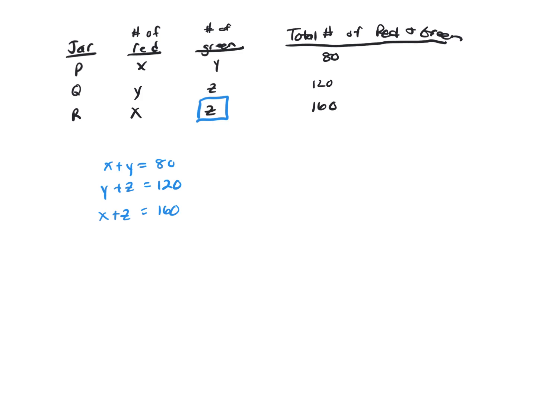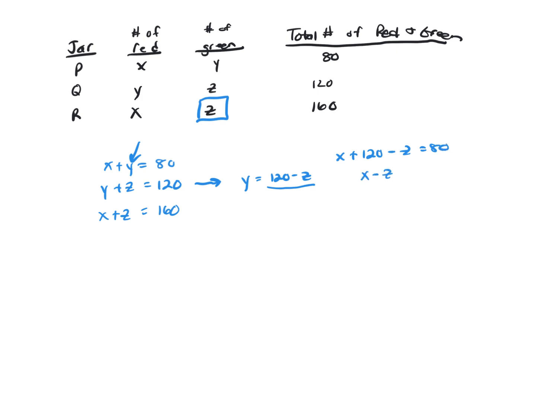So what I want to do is get two equations with the same two variables in them. So let's look here. I'm going to take this one and solve it for Y. Or you could have started with the top equation and solved for Y. But look what happens. If I do Y equals 120 minus Z, and now substitute this expression for Y in here, that will give me X plus 120 minus Z equals 80.